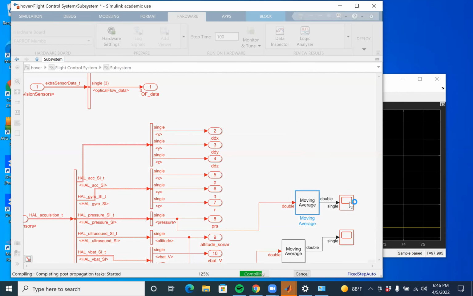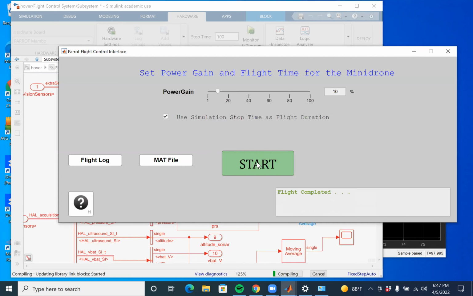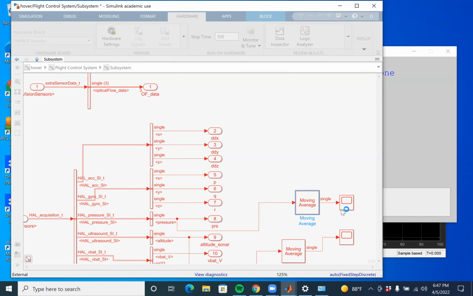Now the question is, what is the right value of moving average? If the moving average window is too big, then you lose the dynamics, so it will be a very strong low pass filter. But if the moving average window is too small, then clearly your signal is not going to be smooth. Let's do this experiment and I'll show you what happens. So start. Now let's look at the pressure data. Last time you saw how noisy the pressure data was.